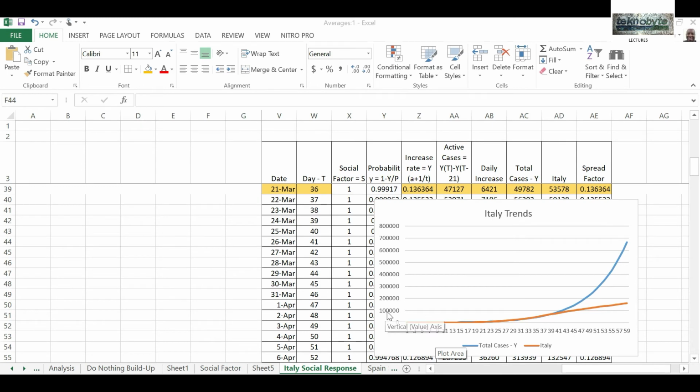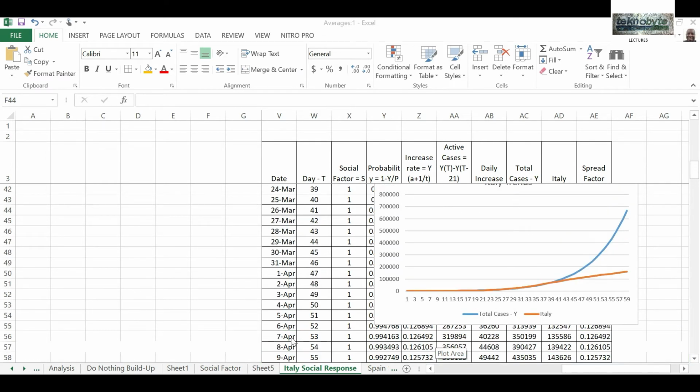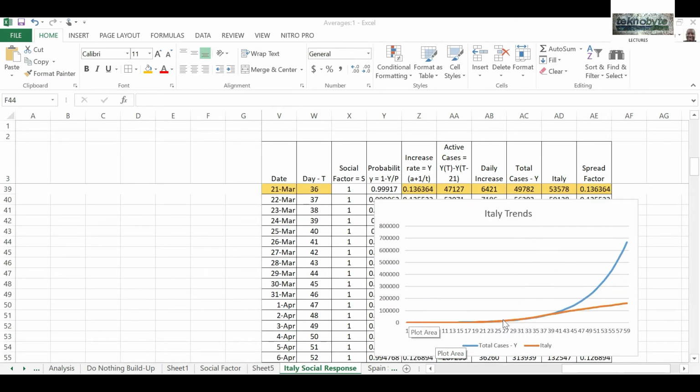This is a plot of Italy's do nothing curve up to day 59, which is 13th April. So we can see that the do nothing curve, the one in blue, is rising quite rapidly compared to the reported cases. We saw this trend started a while ago, and we say it is because the measures Italy was taking must have begun taking effect. The do nothing curve rises quite rapidly compared to the number of cases that are reported from around day number 37.